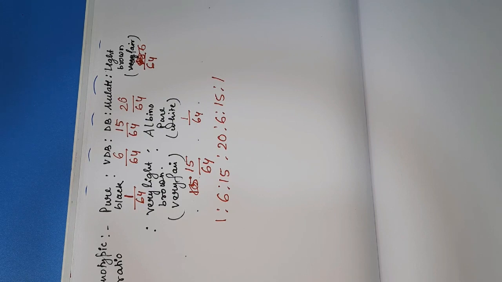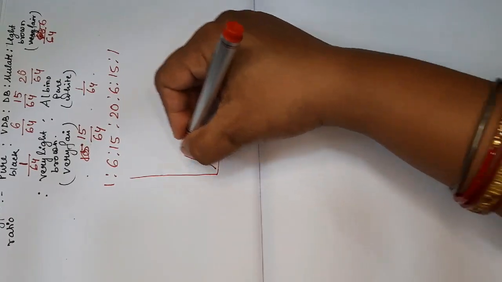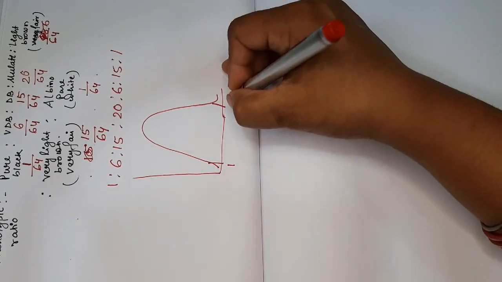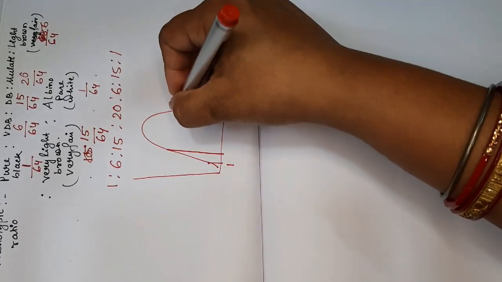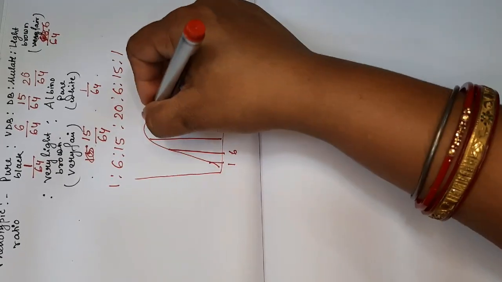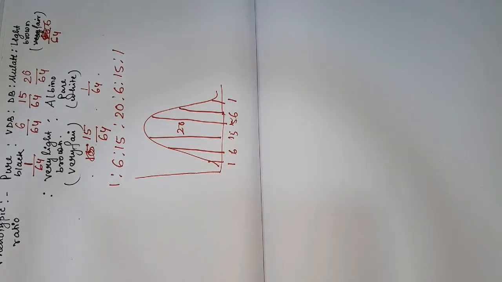For every dominant allele, please remember, you have to put a dark spot, and for every recessive allele, you have to put a light spot. So if you try to plot it in a graphical form, then the graph will form a bell-shaped structure like this. At this extreme, it will be this 1 by 64 ratio. At both the middle ones, it will be 6 by 64, followed by this 15 by 64 ratio, and the middle one will be the mulattoes.